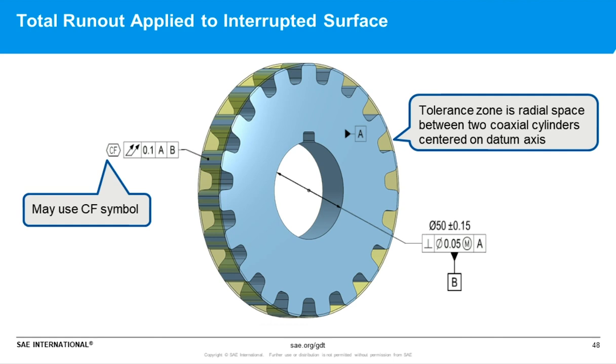Of course, you could also use the CF symbol with it if you wanted to help further convey that it applies across all interrupted surfaces, just like we showed with flatness. Okay? So that provides, I believe, further clarity for description of the tolerance zone, and unrelating it from the method of inspection, because there are many good methods or instruments that could be used, such as CMMs, and not just indicators.